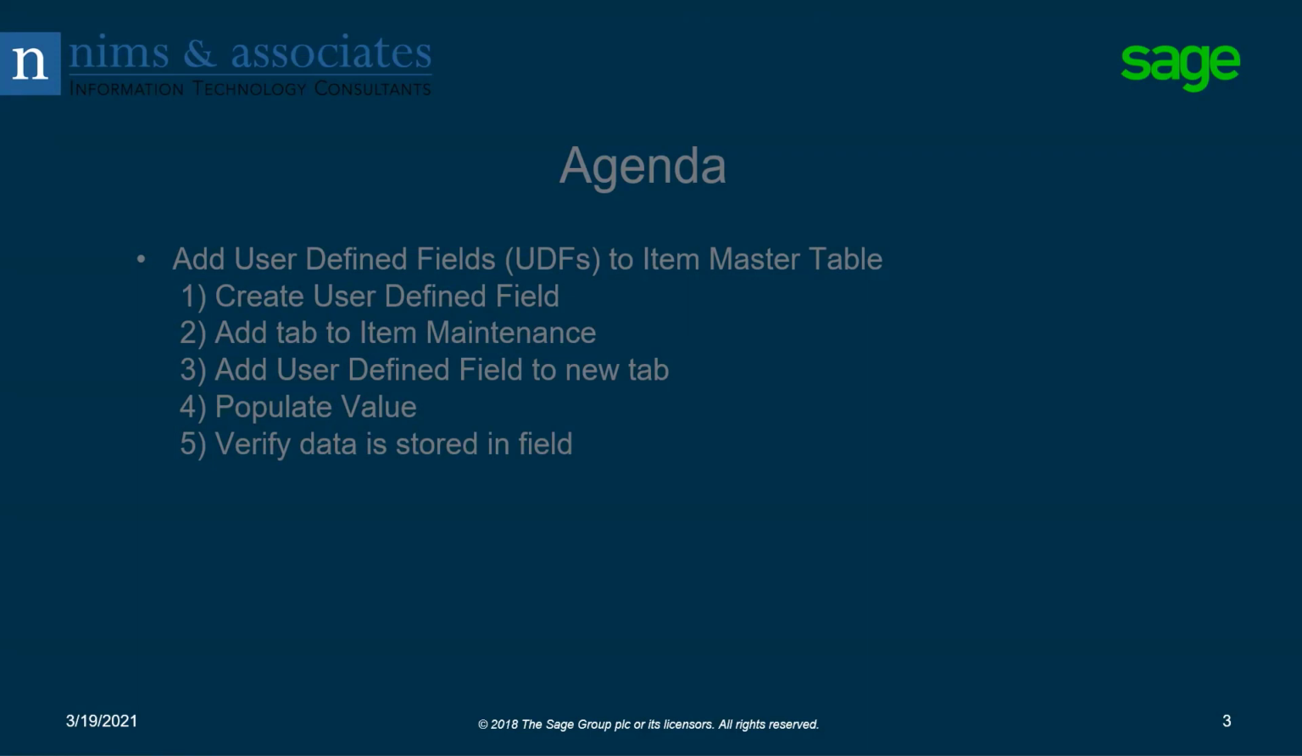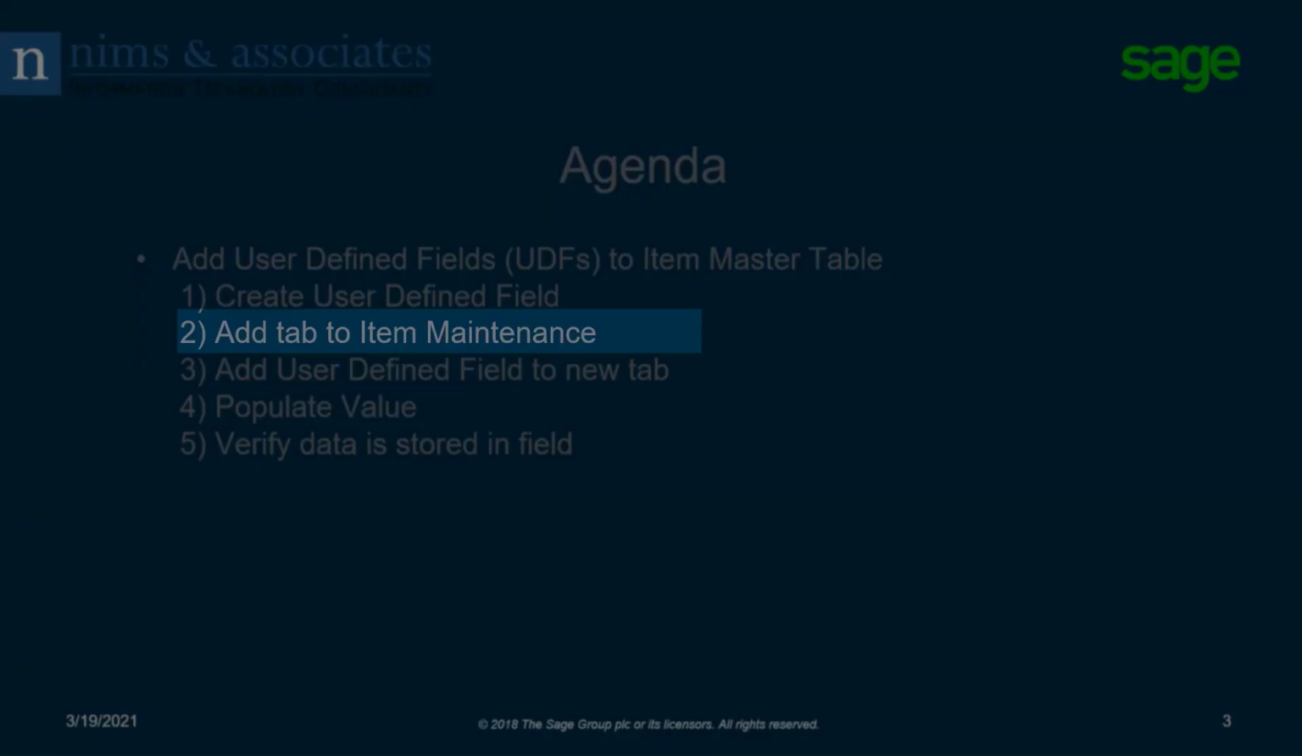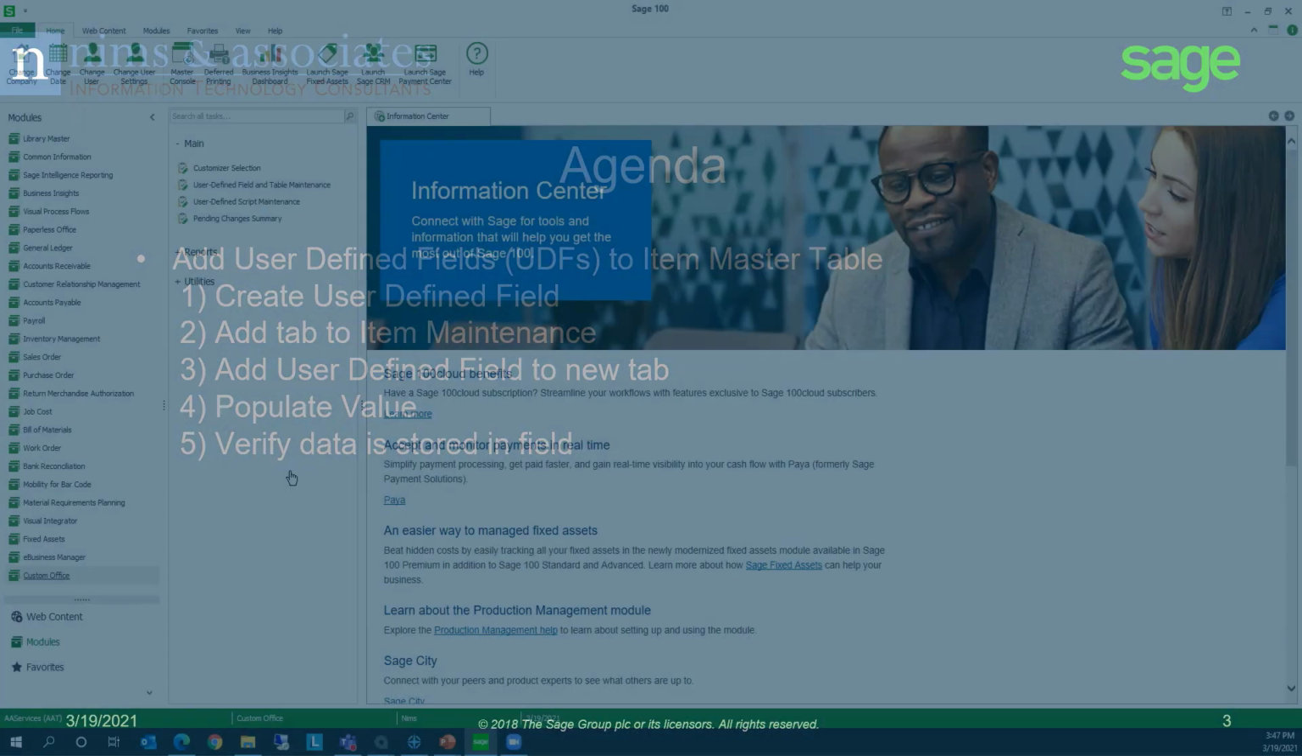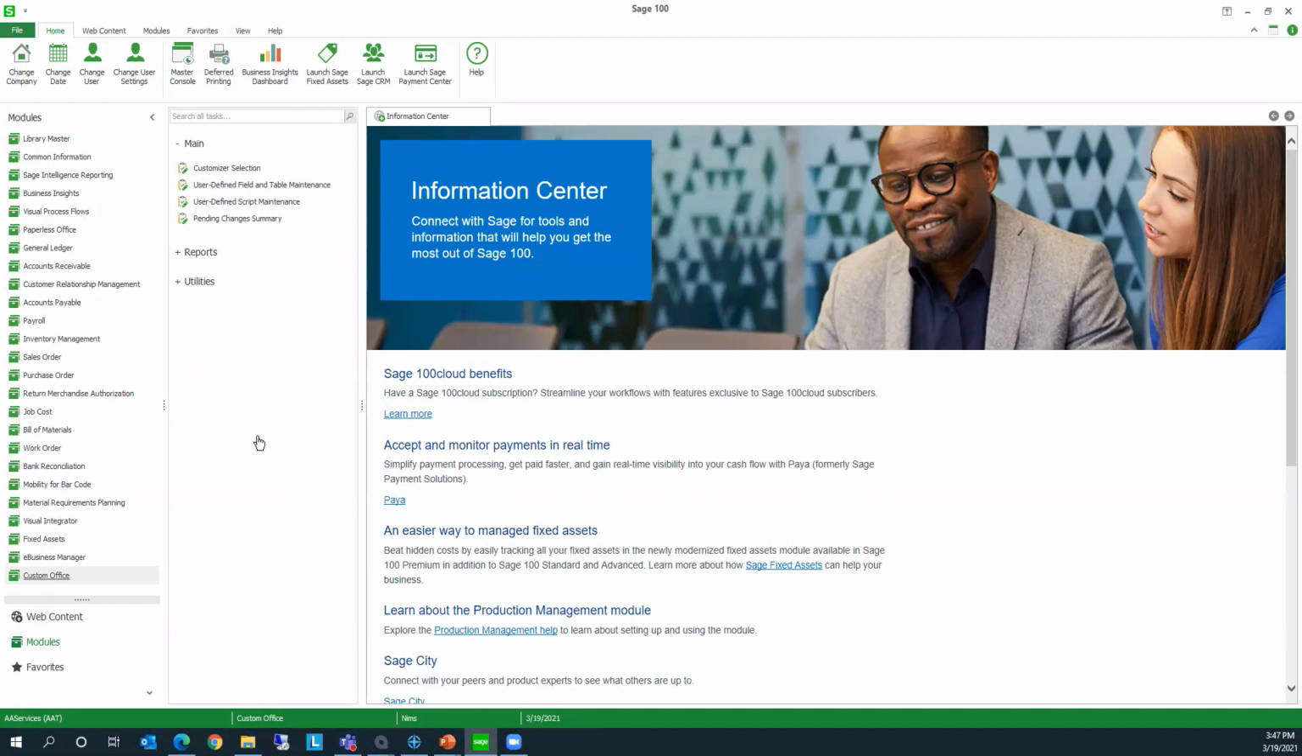Back to our agenda. So now that we've created the user-defined field, our UPC code, we're now going to go to item maintenance. We're going to add the tab and then add the user-defined field to the tab and go on to our next step. So now back in Sage 100, we're going to go ahead and modify the screen to do the data entry.